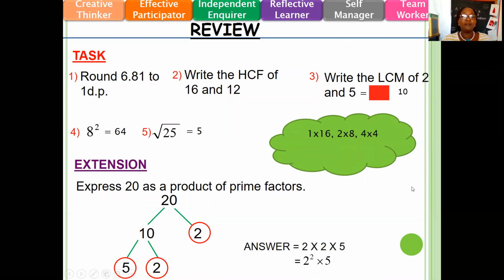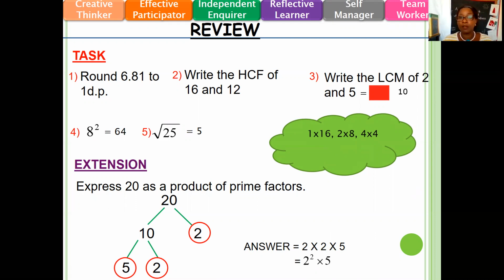So we have the HCF of 16 and 12. This would be highest common factors. Now to do this, the first thing I want you to think about would be the factors of 16.